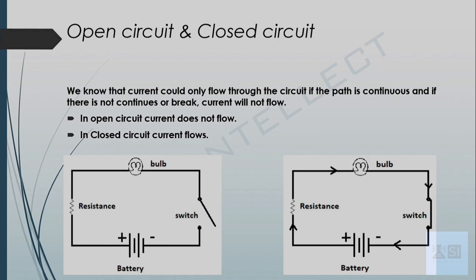The second one is the closed circuit. You can see the switch is now turned on. So the circuit is complete, the path is continuous, and the current will start flowing through it.